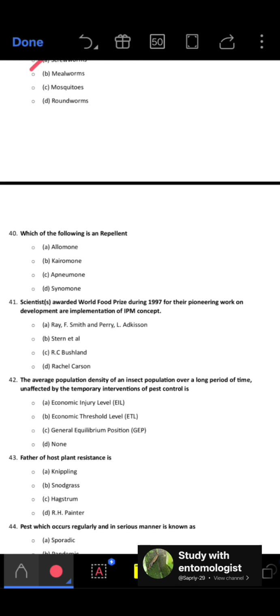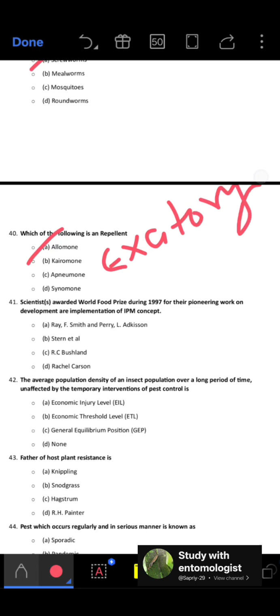Next is which of the following is a repellent. So repellent is a kind of allomone. They are excitatory, meaning locomotory excitants, or we can say repellent, because they are beneficial to the producer and harmful to whoever is receiving that kind of pheromone.